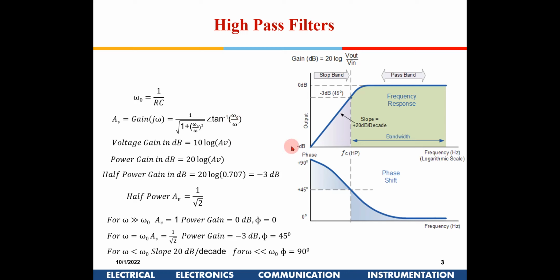Are these two graphs clear, and is it clear how a high pass filter works? Anybody has any doubt? We can discuss it again.